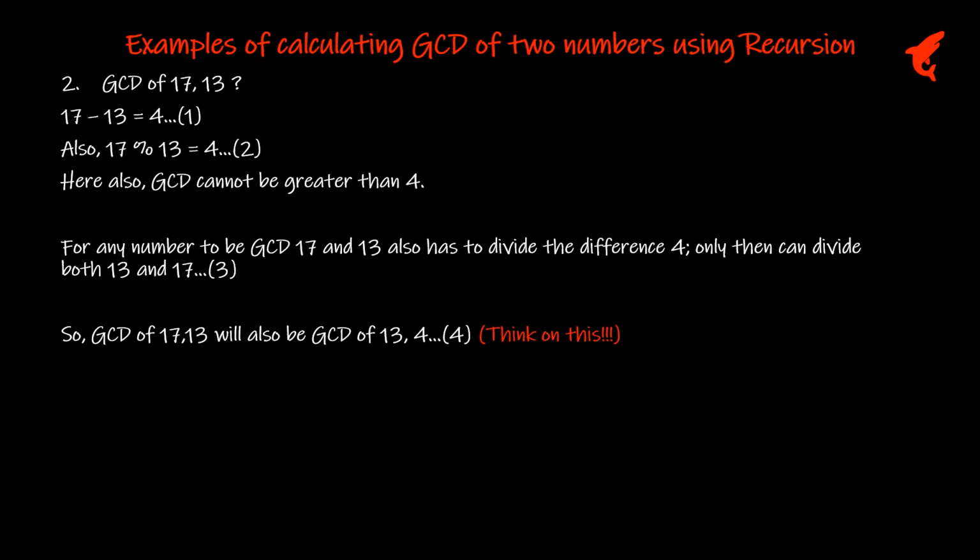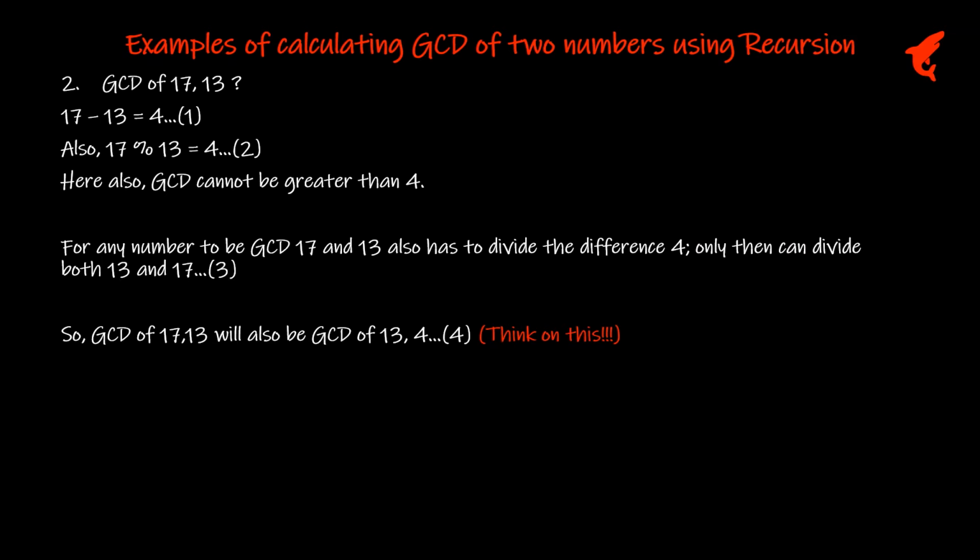Now, why so? Let's think on this. If the number can divide 4, then it can also divide 13 and 17, right? So the number should be able to divide 4. And if it can divide 4 and if it can divide 13, then it will also be GCD of 13 and 4. Without dividing the difference, it cannot divide both 17 and 13. It also has to divide the difference, right?